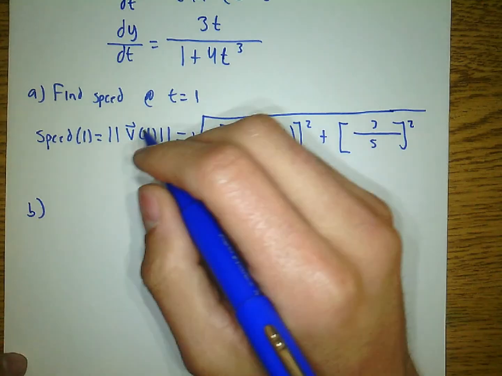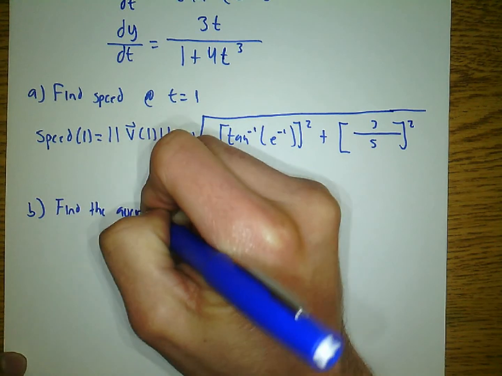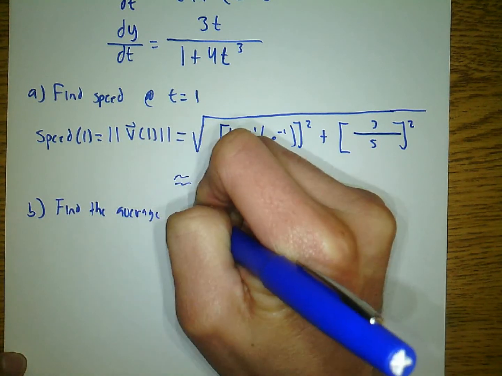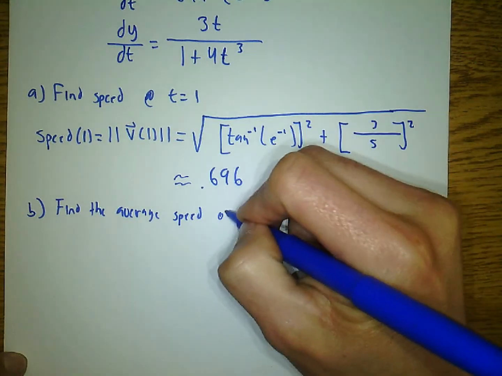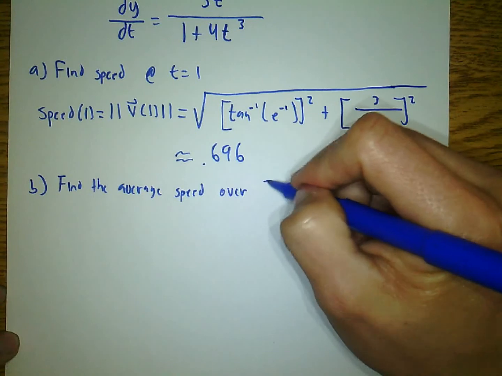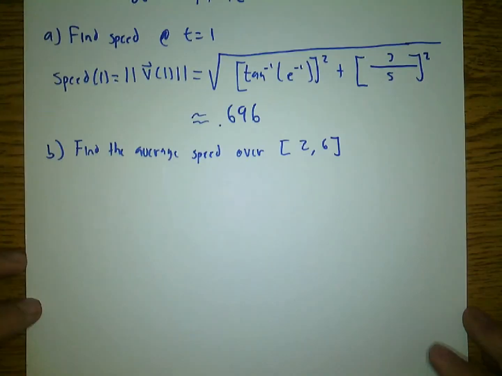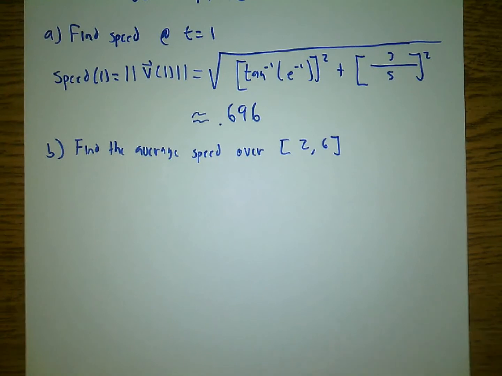Part B. Find the average speed over the interval of 2 to 6. So find the average speed. Okay. Any thoughts? How am I going to find an average speed?